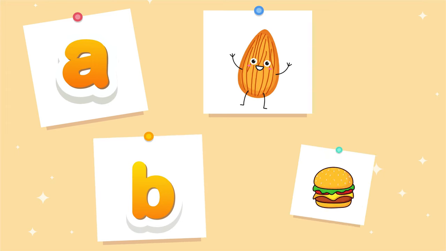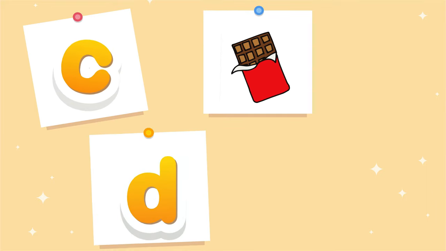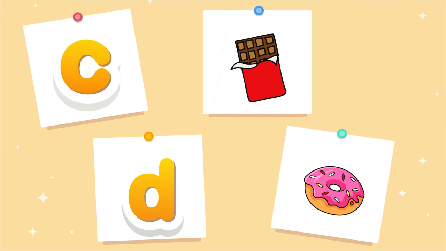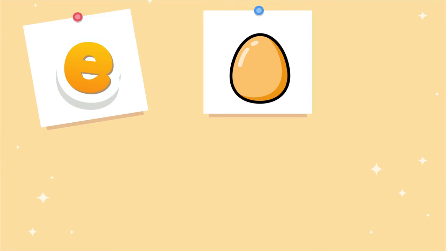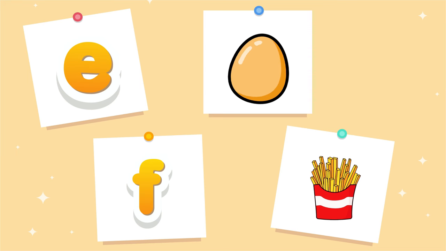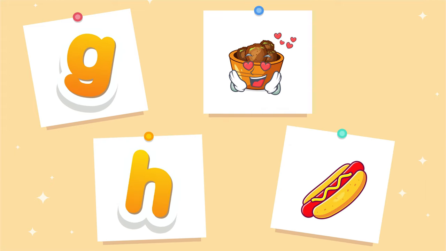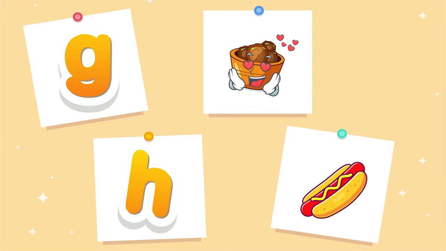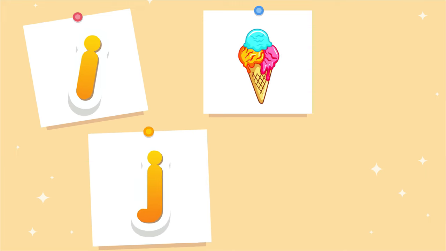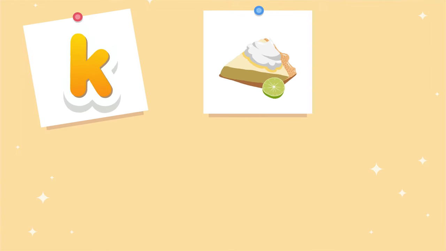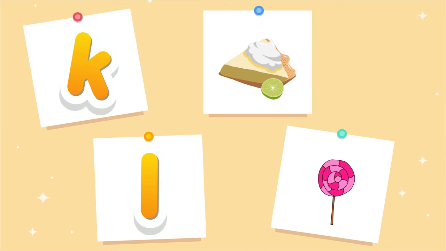A is for almond joy. Almond joy. B is for burger. Burger. C is for chocolate. Chocolate. D is for donuts. Donuts. E is for egg. Egg. F is for French fries. French fries. G is for gulab jamun. Gulab jamun. H is for hot dog. Hot dog. I is for ice cream. Ice cream. J is for jelly bean. Jelly bean. K is for key lime pie. Key lime pie. L is for lollipop. Lollipop.